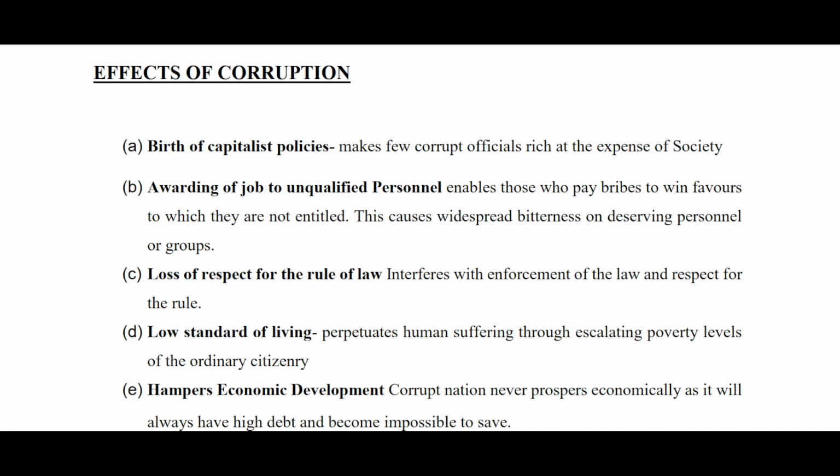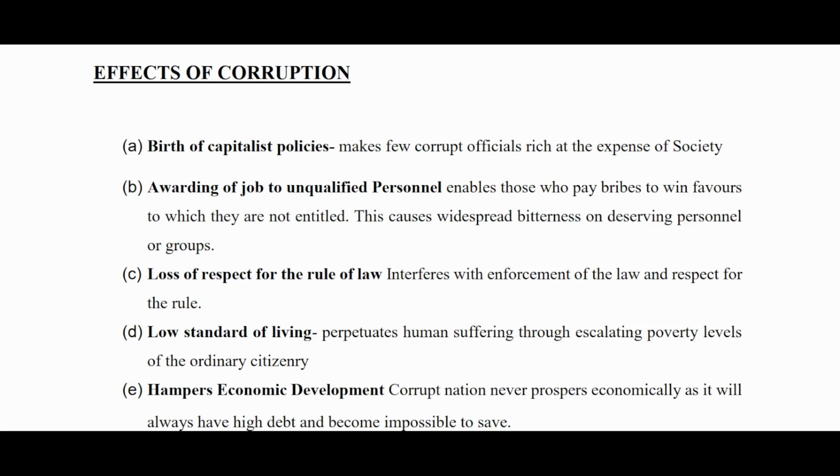That's one effect. The other effect is that it allows the awarding of jobs to unqualified personnel just because they wash someone and they give them money, and they expect them to do a good job, but in the process they don't do a good job. Such that it enables those who pay bribes to win favors which they are not even entitled to. The other effect is loss of respect for the rule of law. It interferes with the enforcement of law and the respect for the rule of law. It's totally lost. Imagine where people can easily bribe each other. Is there respect for the law?